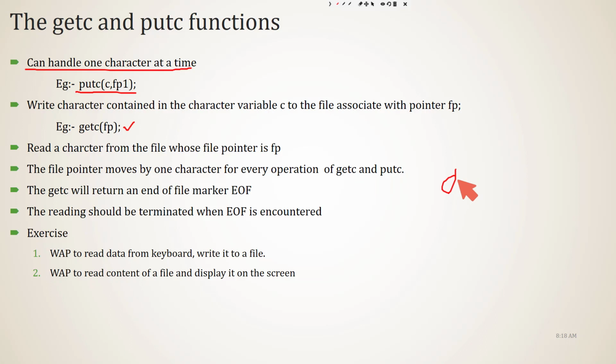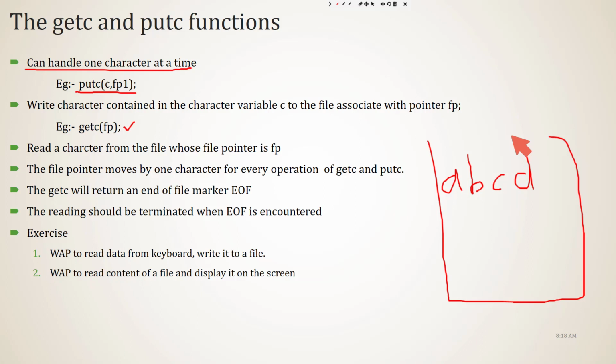Suppose I have a file which contains some data A, B, C, D. When getC is called, first the file pointer will be pointing to A. Once getC is called, A will be read. Then this file pointer will move to the next character. Then B will be read, then the file pointer will move to the next character. That's the meaning of this statement: the file pointer moves by one character for every operation of getC and putC.